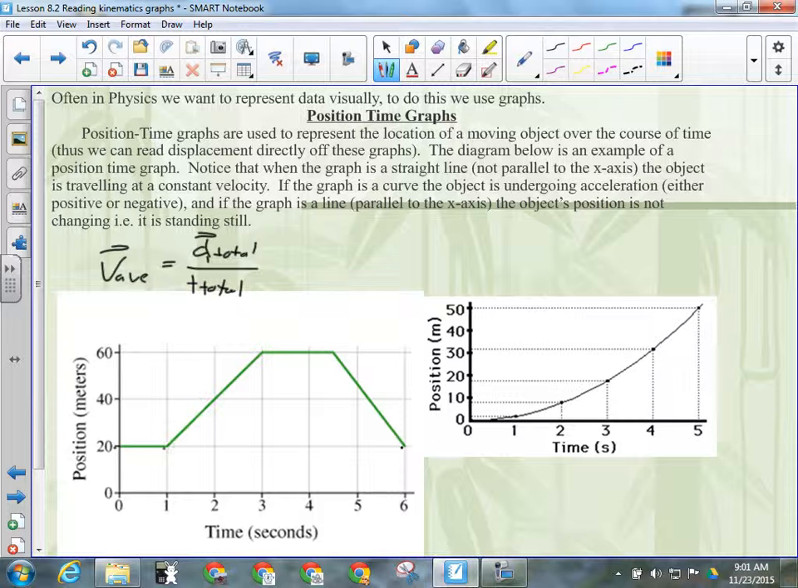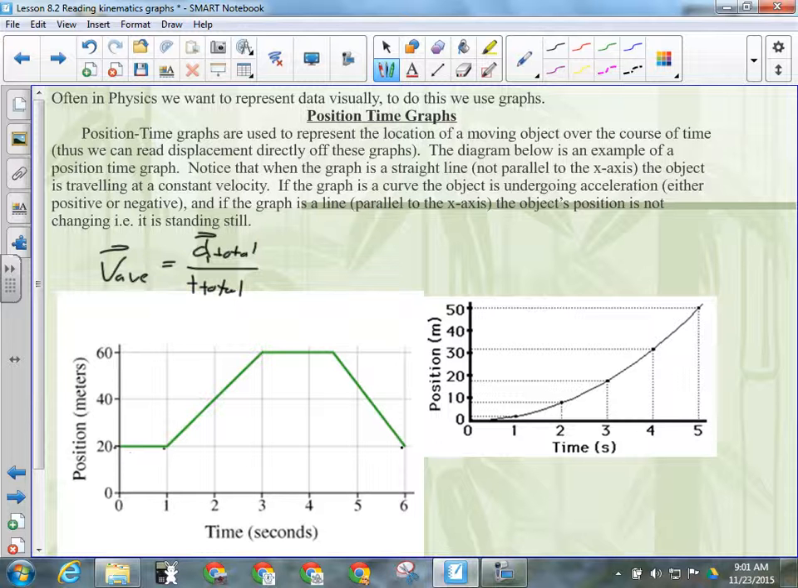All right, another thing I asked them was, how far did the object go? So I've already asked you for displacement, so asking how far the object went is asking for distance. Okay, does distance care whether you went forward or backward? Nope. All right, so what I have to do to find how far it went is basically look at all parts of the graph separately and then add them all up.